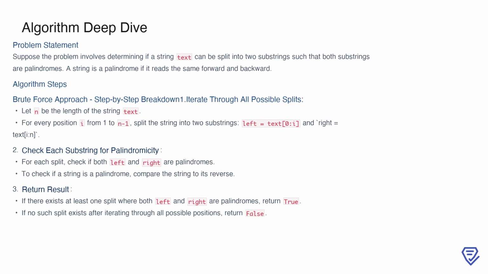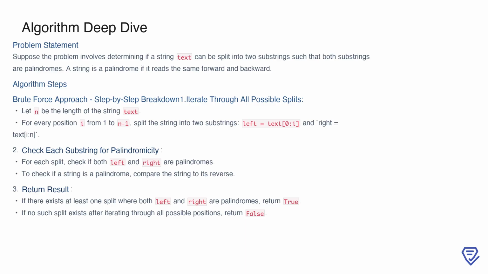To tackle this problem, we start by understanding the brute force approach. The goal is to determine if a string can be split into 2 substrings, both of which are palindromes. A string is a palindrome if it reads identically forward and backward. The brute force method involves iterating through every possible position in the string to create 2 substrings. For each split, we check if the left substring and the right substring are palindromes.